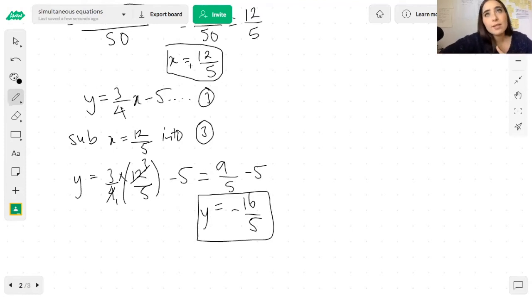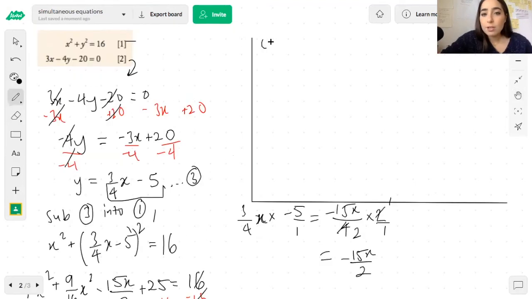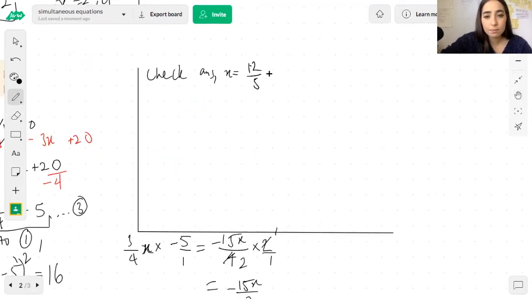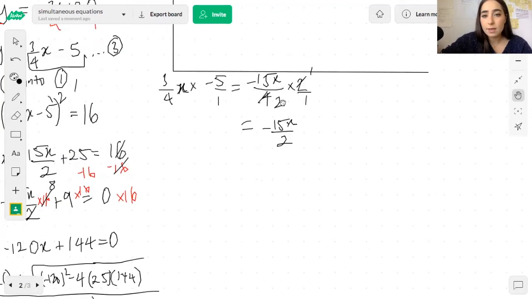If you're ever doing this and you're unsure as to whether or not you got the right answer, you went about it the right way, the best way to check is to substitute those values into the original equations to see if it actually works. So I'm going to do that. I'm going to show you what I mean. I'm going to do that on the side here. I'm going to say check answer. So remember we got X equals 12 over 5, and we got Y equals negative 16 on 5.